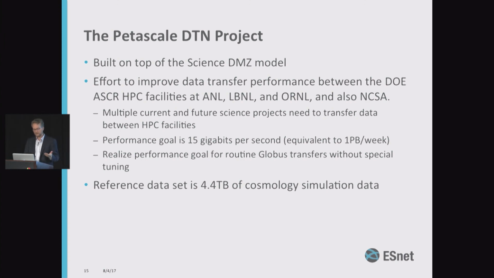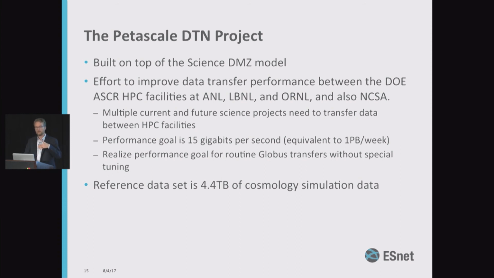Built on top of this, some people at several supercomputer centers and I recently did what we call the Petascale DTN project, which was to improve the data transfer performance between the 3 Office of Science computing centers in DOE and also NCSA. We picked a reasonable target performance goal right at 15 gigabits a second. That gives you about a petabyte a week in terms of data transfer performance. So you can move a lot of data with that, provided you have a tool that deals reasonably. And we do. All those centers run Globus.